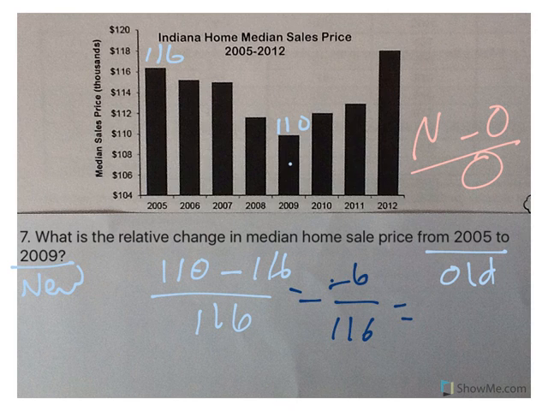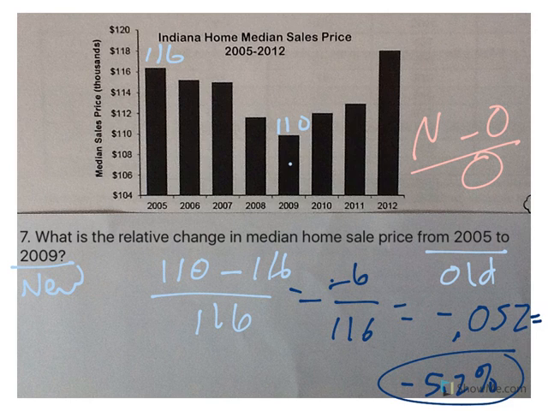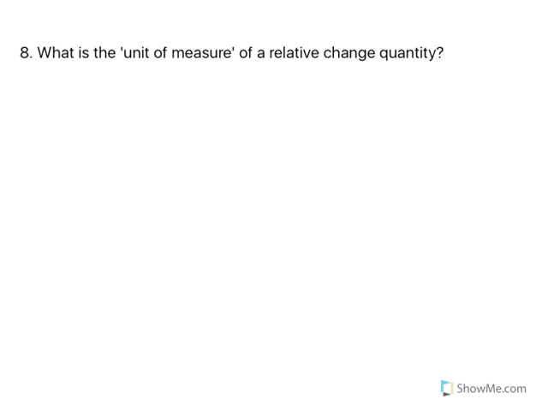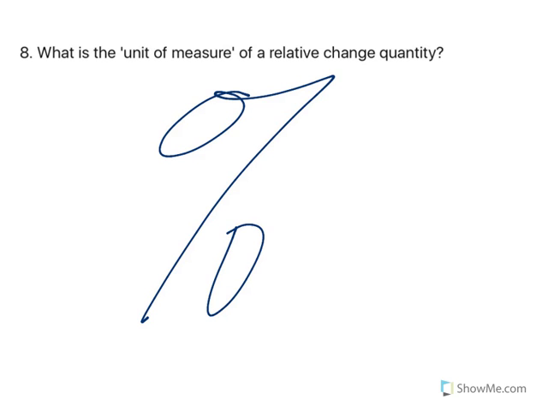That leads me to negative 0.052, which is negative 5.2%. Just like we thought. Because you can see it went down, we thought there was going to be a negative change, and there is. Number 8, unit of measure for relative change, always a percent. I guess you could use a decimal, but generally relative change, we talk about percentages.